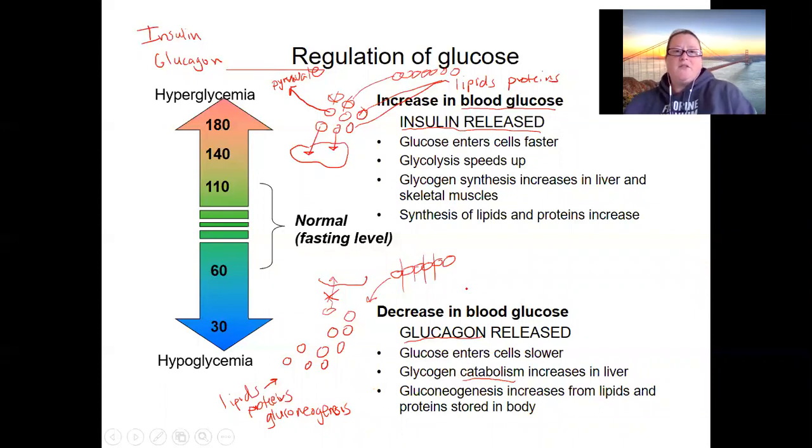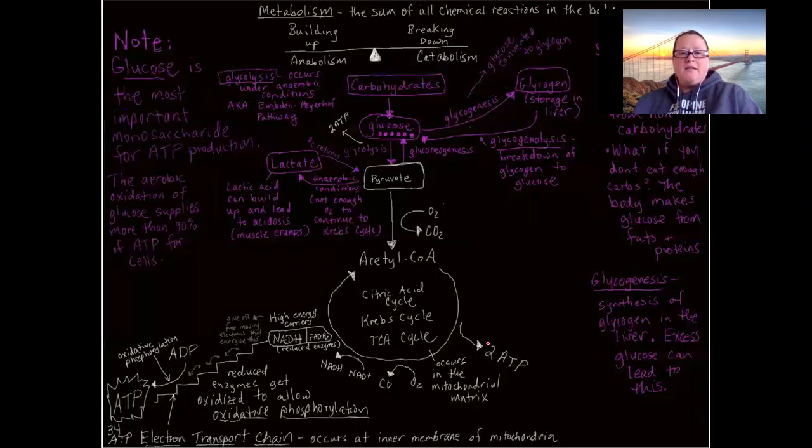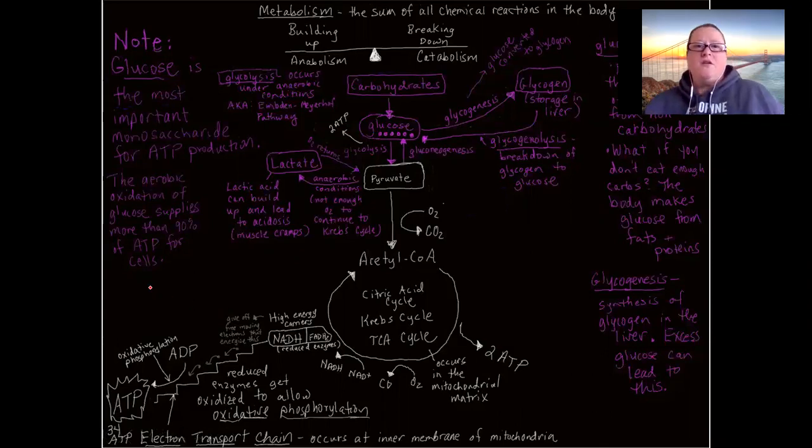So this is just in summary how our body regulates glucose. This slide here summarizes all of it. And if I were going to offer any advice, it might be to copy this slide down, because it really does include all of it. So starting with carbohydrates. Carbohydrates break down into glucose. That glucose breaks down into pyruvate. A little bit of energy is produced.